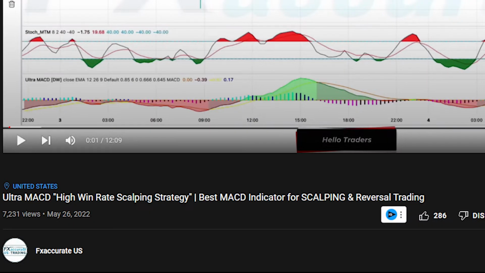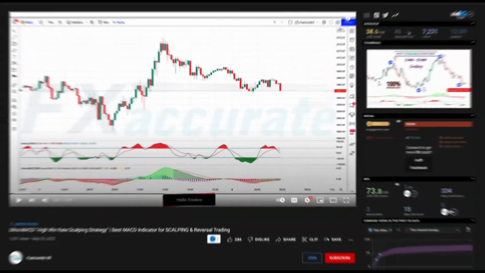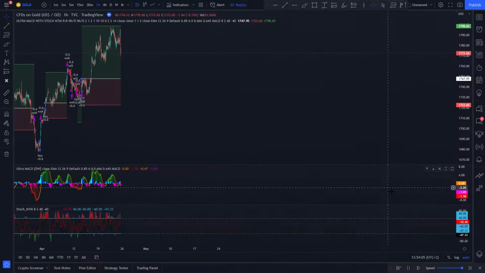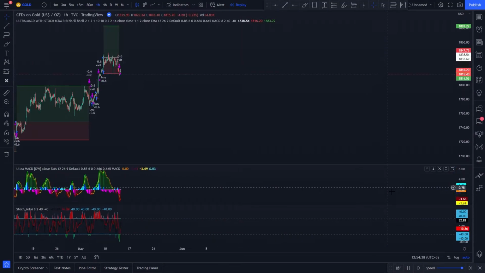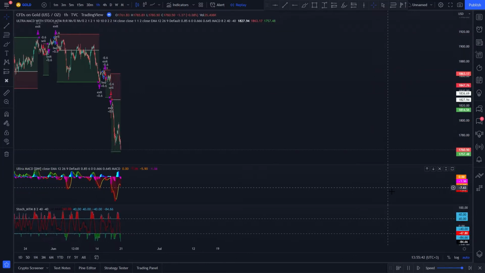Today I will talk about a scalping strategy, which FX Accuratus claims has a high win rate. We will explain the rules, test it, and finally code it, to see if this strategy is actually working. So let's start.